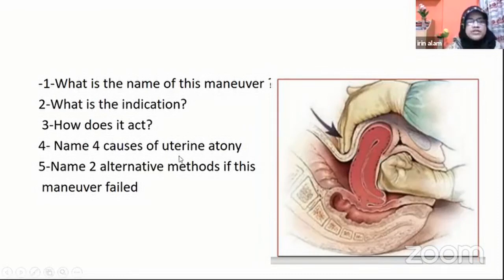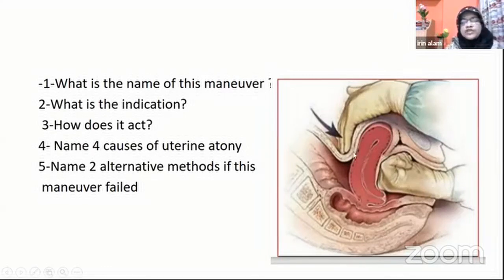Bimanual uterine compression. What is the indication? Indication is PPH. If there is uterine atony, you have to give bimanual compression to keep the anterior and posterior wall of the uterus opposed. How does it act? It keeps the anterior and posterior wall opposed, and by this method, uterine contraction may be achieved. Uterine atony may be relieved.